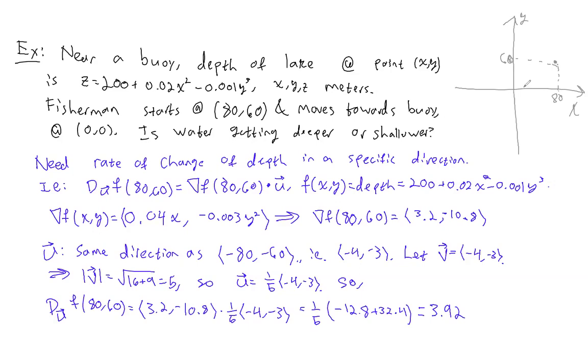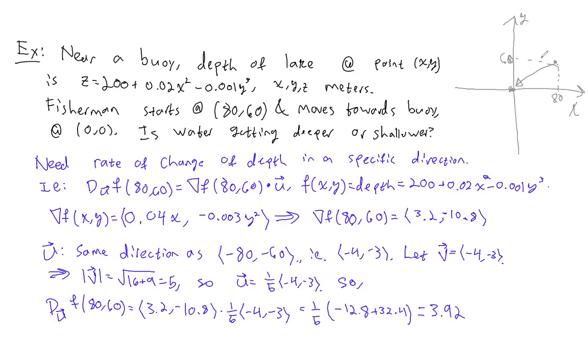And what we're told is that he's going towards the buoy. He's going towards the origin. So you're starting here, you're going towards the origin. The fact that we're going towards the origin means that the vector is pointing in the opposite direction from where we currently are, because we're going towards the center of this space. Does that make sense?